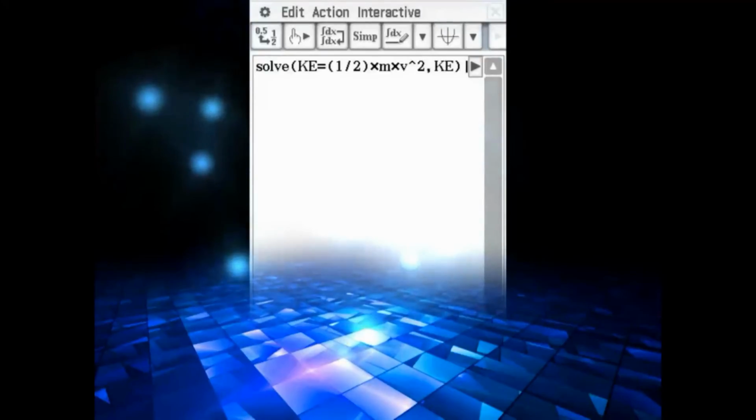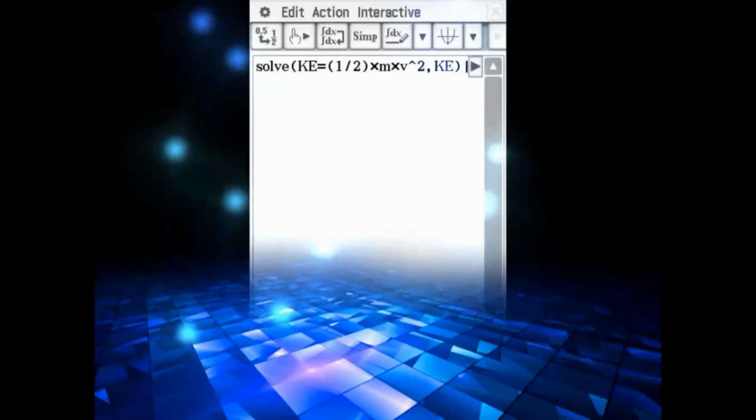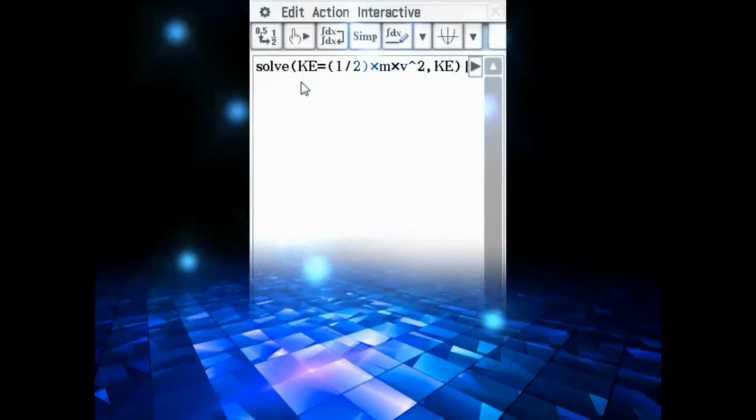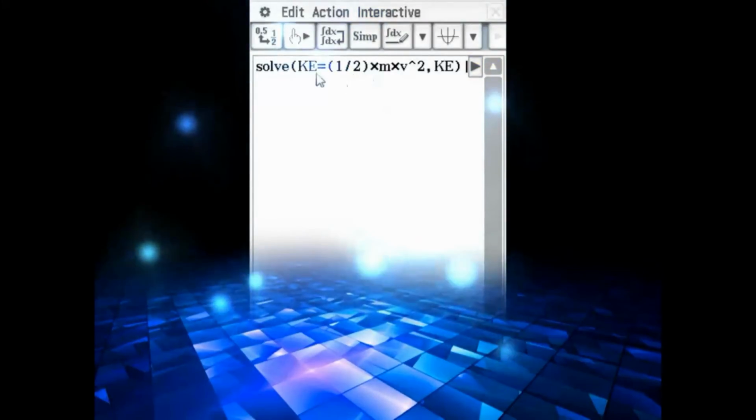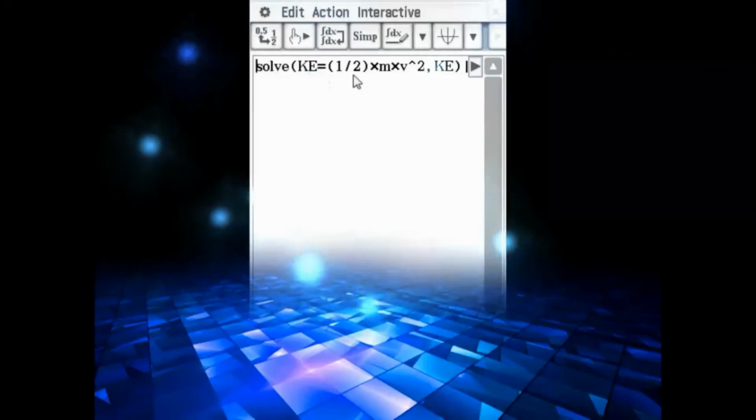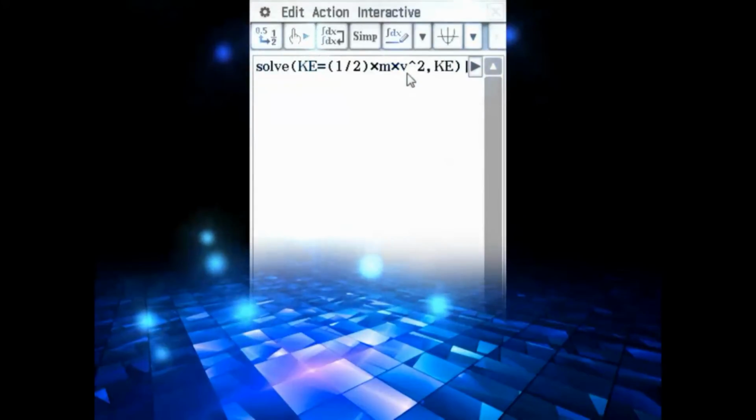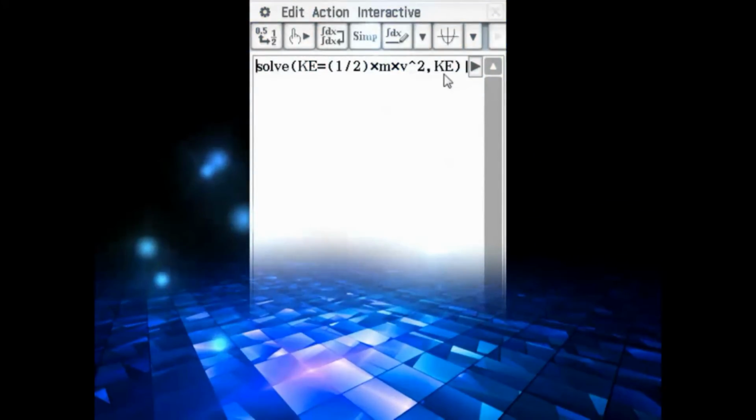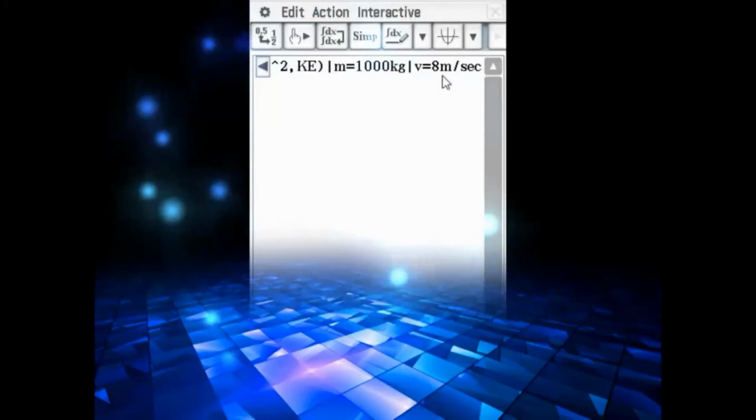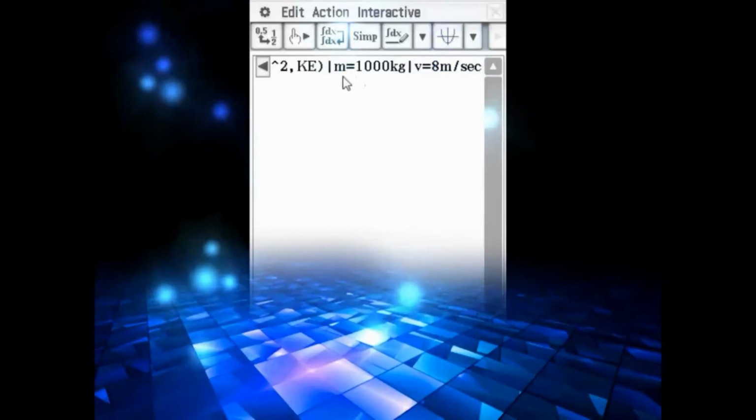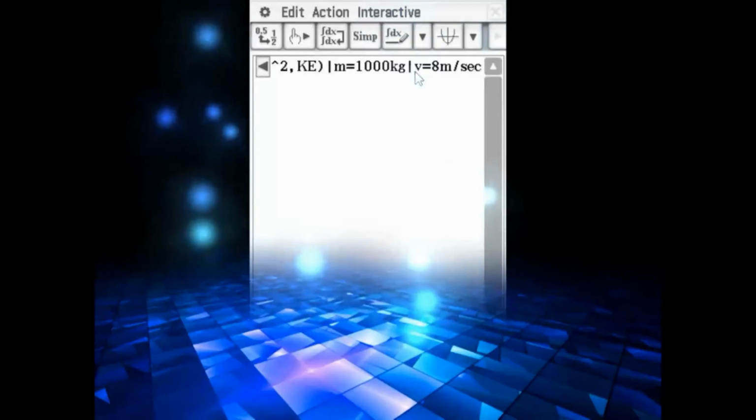If we type carefully, our calculator can also handle units. Let's look at our kinetic energy example. Notice we have our formula typed in with parentheses around the fractions, and we have kinetic energy equals 1/2 times the mass times the velocity squared, and we want to calculate the kinetic energy. We also want to assign the values 1,000 kilograms to the mass and 8 meters per second to the velocity.